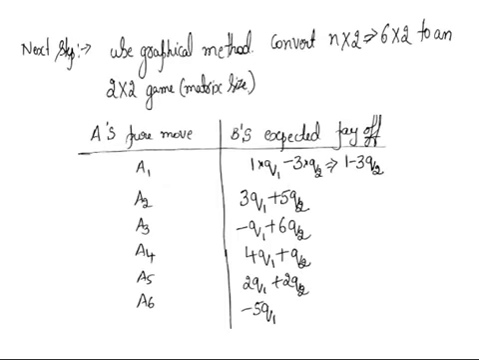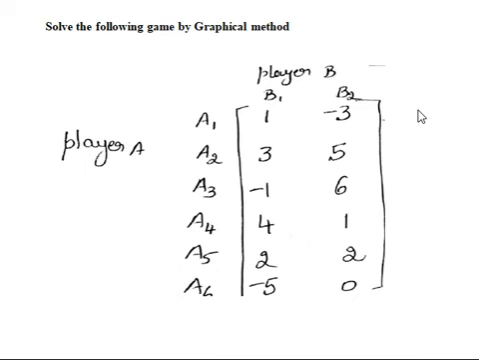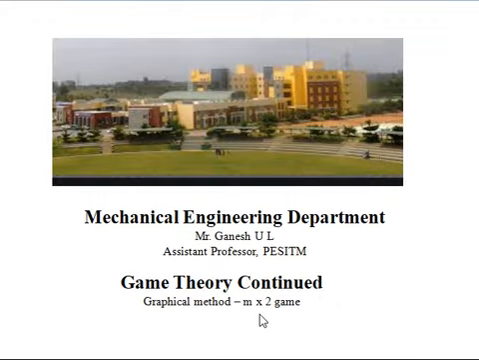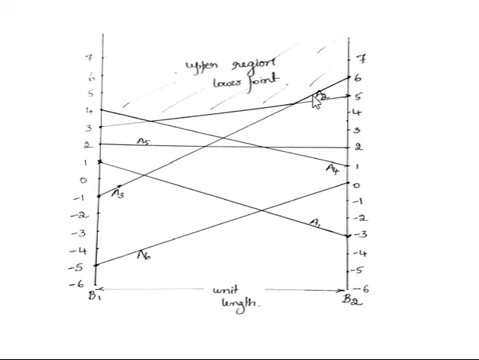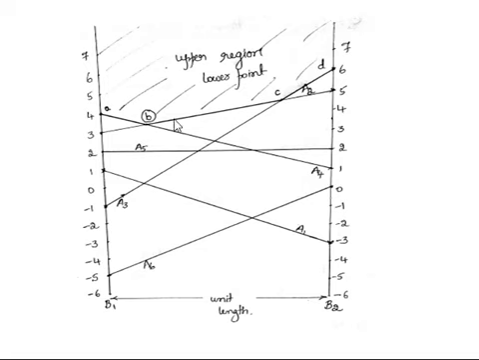That means if a problem is based on m cross 2, or sometimes it may be addressed as n cross 2, no problem. If the problem is of that type, we need to identify the lower point of the upper region. The upper region is here, this one, and the lower point means the points I told you, this is 1, 2, 3, 4.